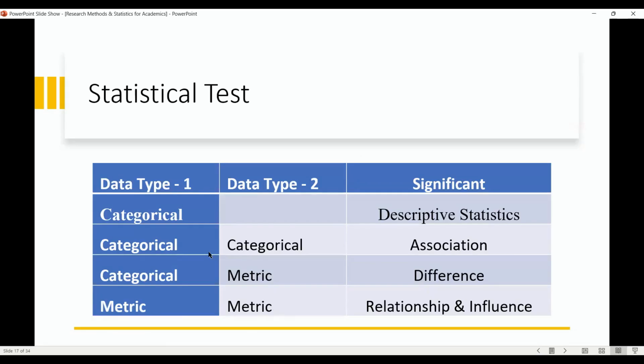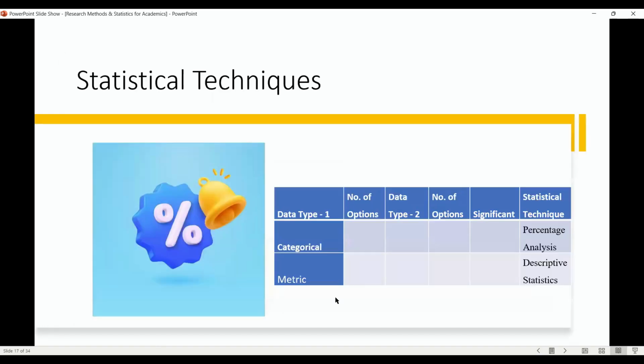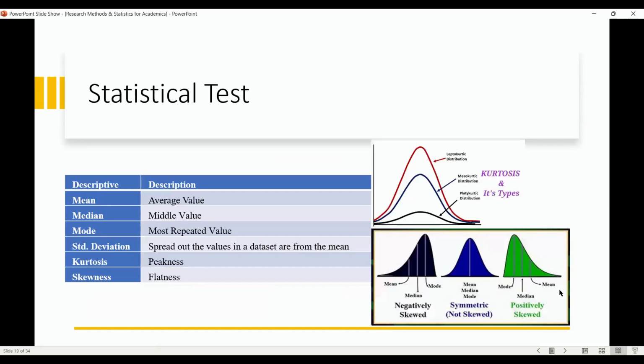So in case your data is categorical in nature, if you want to do a univariate analysis, you have to do only percentage analysis. If it is a metric data, go for descriptive statistics. So what is descriptive statistics? It's all about mean, median, mode, standard deviation, kurtosis, and skewness. So this is what is called the descriptive statistics.